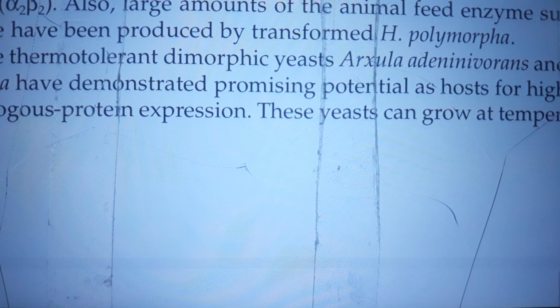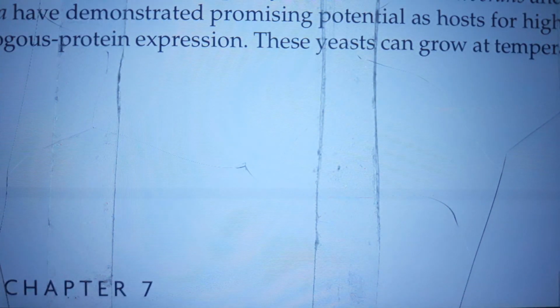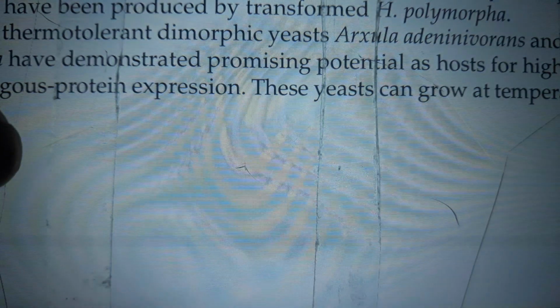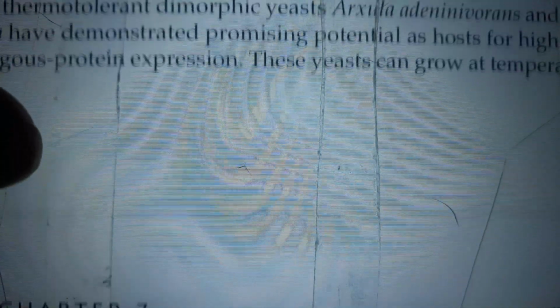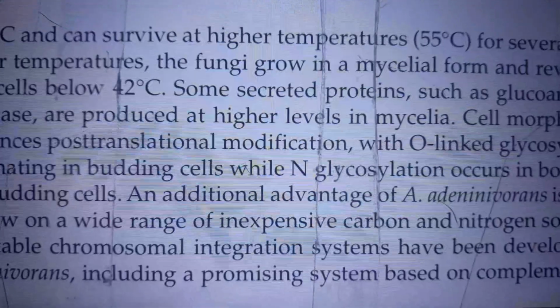Large amounts of the animal feed enzyme supplement phytase have been produced by transformed H. polymorpha. The thermotolerant dimorphic yeasts, such as Arxula adeninivorans, Yarrowia lipolytica, have demonstrated promising potential as hosts for high levels of heterologous protein expression. The yeast can grow at temperatures up to 48 degrees centigrade and can survive at high temperatures of 55 for several hours.